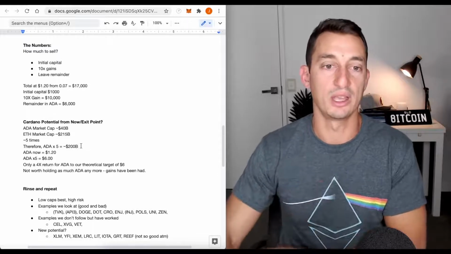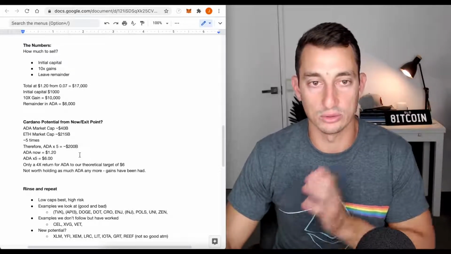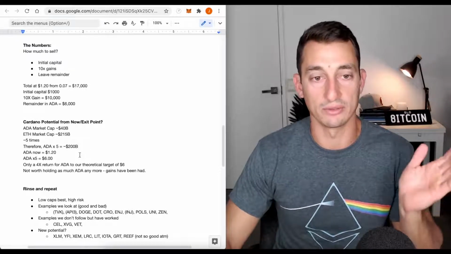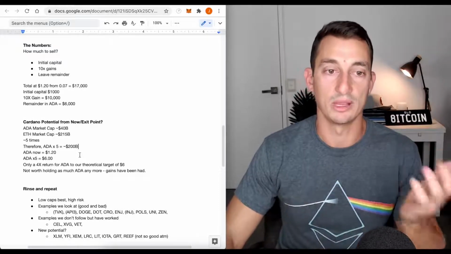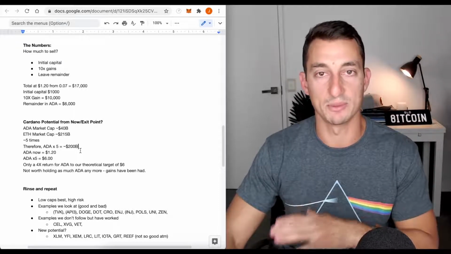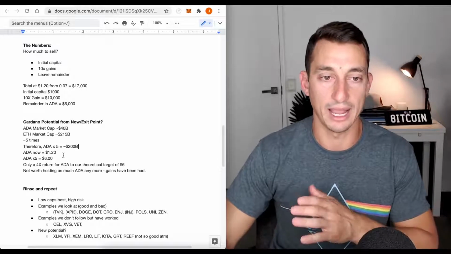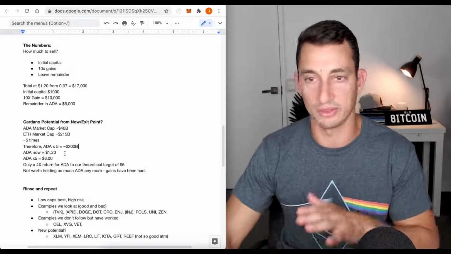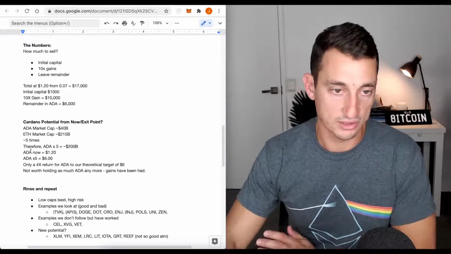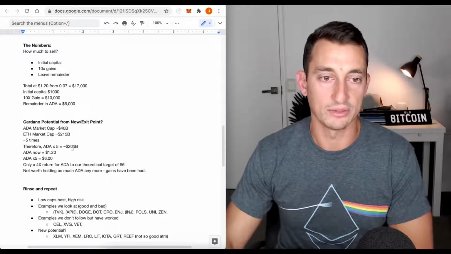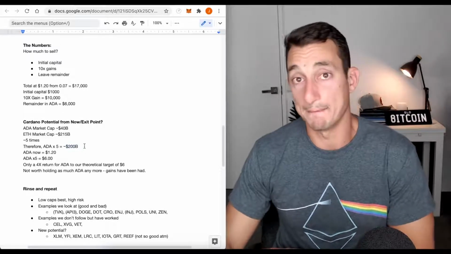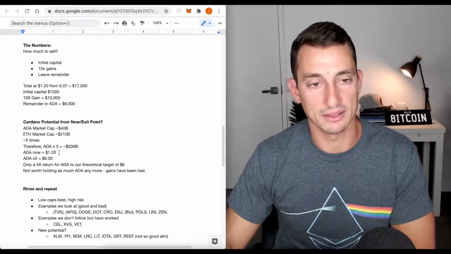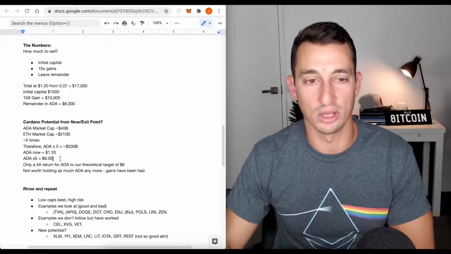No one knows. But when it comes to trading and flipping your money as fast as possible, these are some of the assumptions that we have to make when it comes to our numbers and our maths and our trading to get to that point. This is just all theoretical. Therefore, ADA, 5 times, $200 billion market cap. Maybe ADA gets in, maybe it doesn't. ADA now $1.20. That's going to give me a $6 ADA.